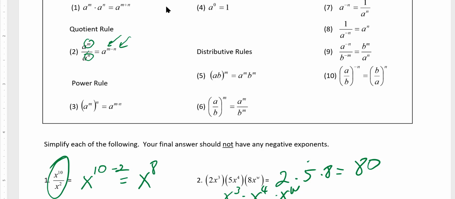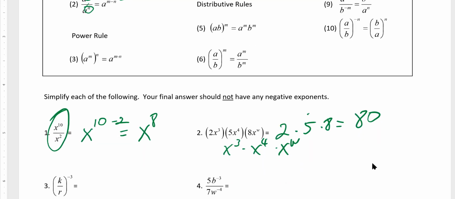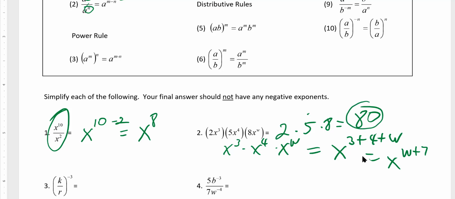Now, if you look at this rule right here, that tells you how you multiply things together that have different powers. And the rule says you add up the powers. So this is equal to x to the 3 plus 4 plus w, and that's equal to x to the 7 plus w, or w plus 7. But don't forget, we also had 80 multiplied by that in the beginning. So the final answer is 80 x to the w plus 7.